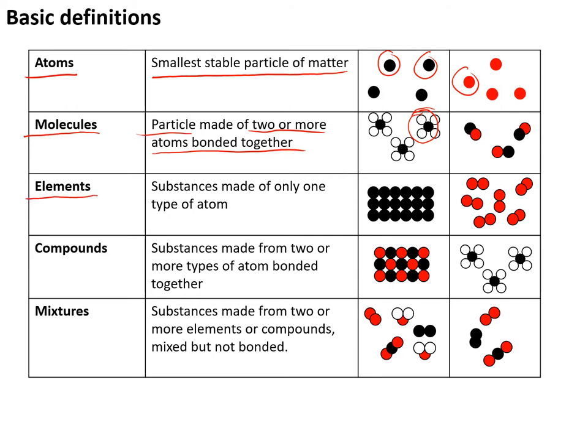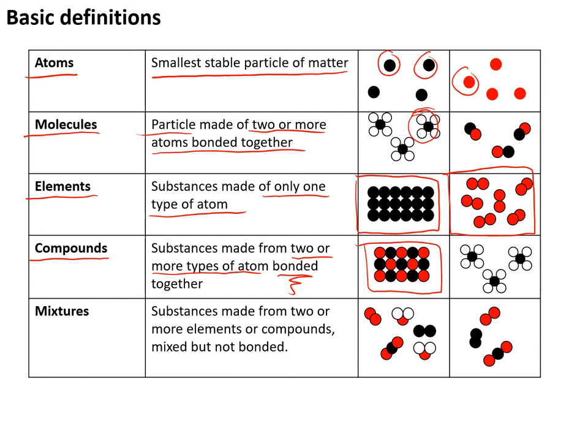An element is a substance made from only one type of atom. So this is an element because it's only made from black atoms. This is an element because it's only made from red atoms. Compounds are substances made from two or more types of atom bonded together. Bonded just means joined. So if we look here, this is a compound because we've got red atoms and black atoms. This is a compound because we've got white atoms and black atoms. So two different types bonded together.